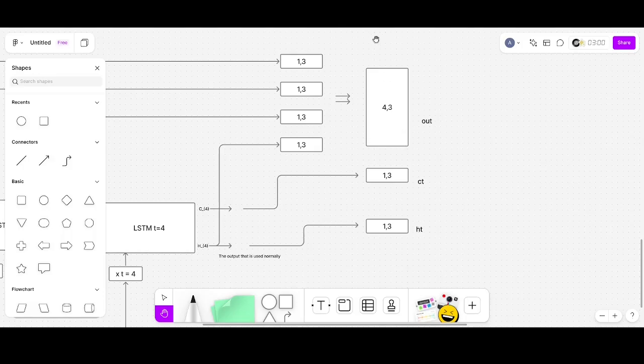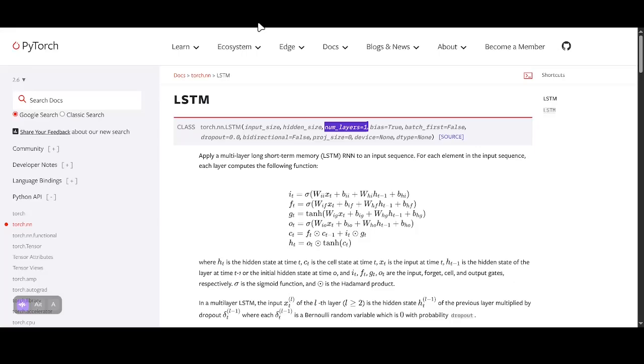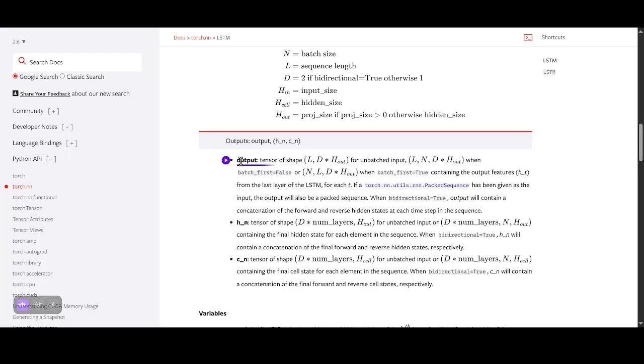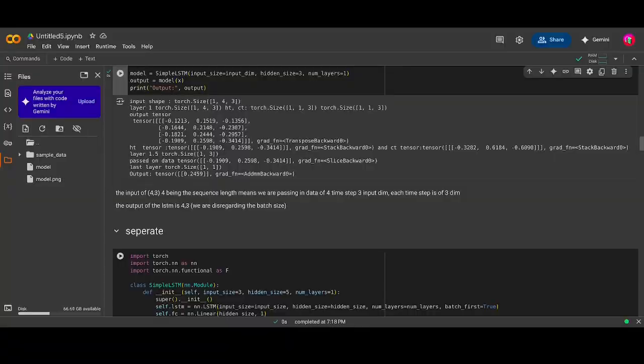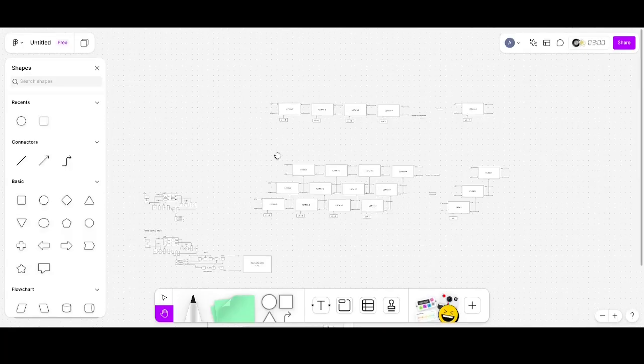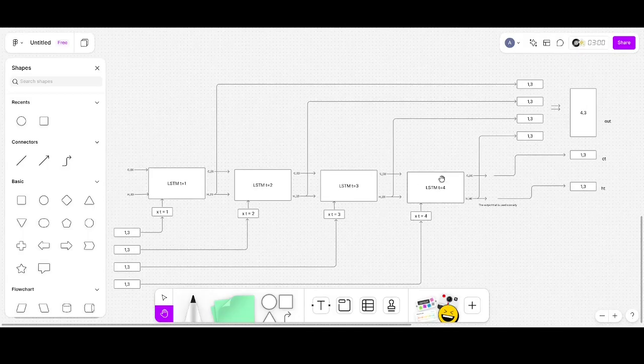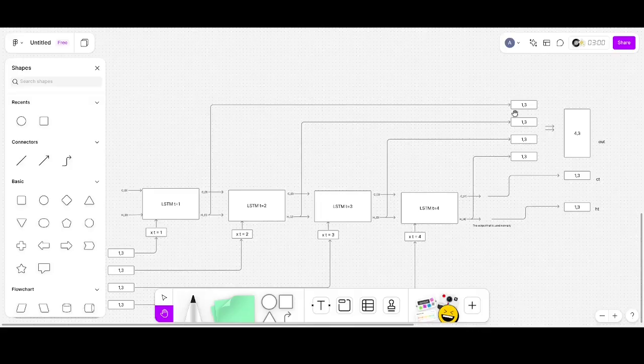It's very simple. Basically, if you look at the documentation, it's written in a very simple language, I believe. Output, HN and CN. You get 3 different things. The output, which is basically concatenating the output features HT from the last layer of LSTM for each T. Last layer basically means if it was a stacked system. But anyway, basically what we are getting is just the HT from each step together.